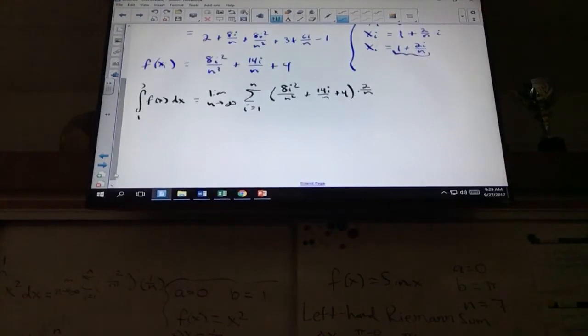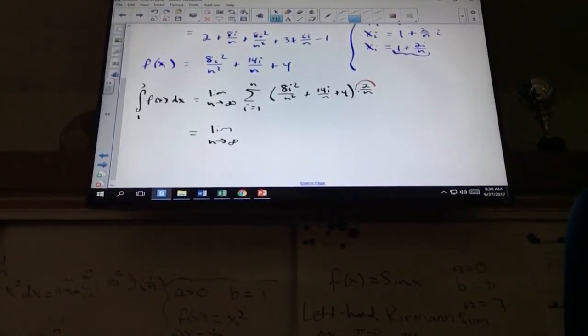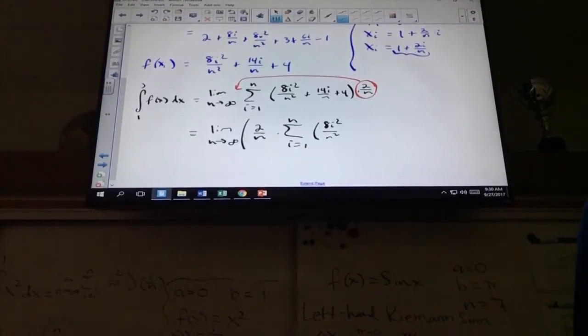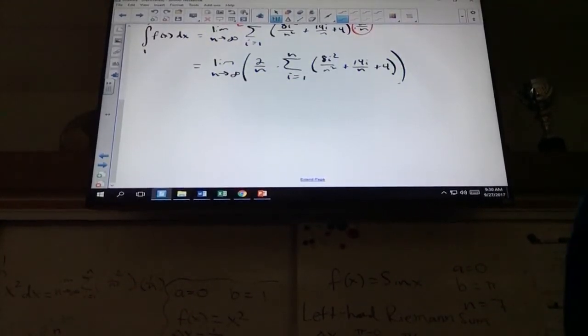Okay, so now this is equal to the limit as n approaches infinity of, so the first thing I'm going to do is I'm going to bring this guy outside. So that puts me at 2 over n times the summation as i goes from 1 to n of 8i squared over n squared plus 14i over n plus 4. Okay, so that's the first thing that I do.